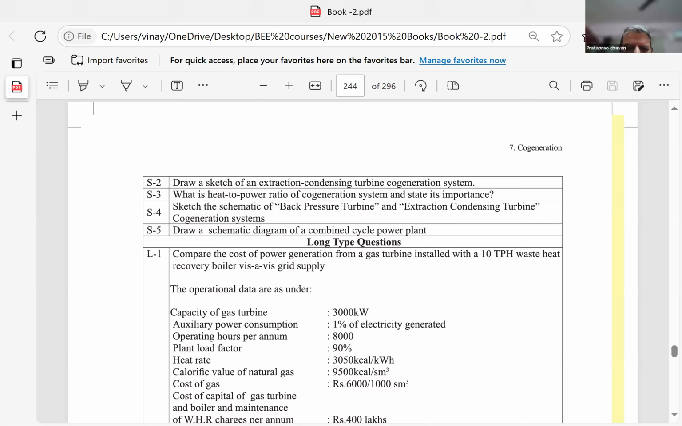Again, I said no, you read the definition. Sketch the schematic of back pressure turbine and extraction turbines. Only figures you have to draw. If you can draw the figures correctly, there is no problem.